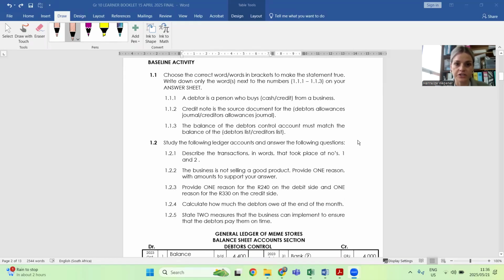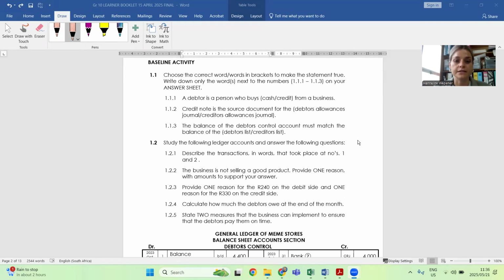Okay, so we are quickly just going to look at what is a debtor, what are credit sales, and then also what happens within the debtors control account, just to get a better understanding of debtors before we jump into the debtors reconciliation. So first of all, choose the correct words in the brackets to make the statement true.